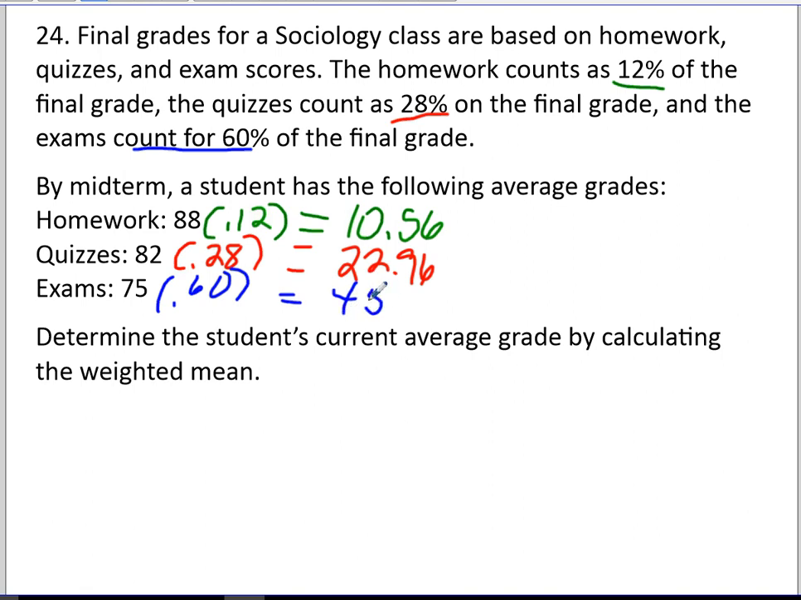So the student's current average by its weighted mean means we get to add these all up. When we add the 10.56, 22.96, and the 45, we get 78.52%. So high C, almost a B.